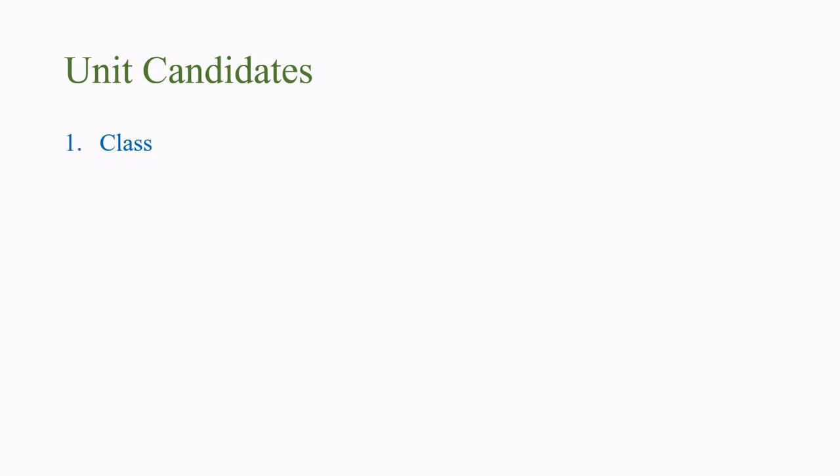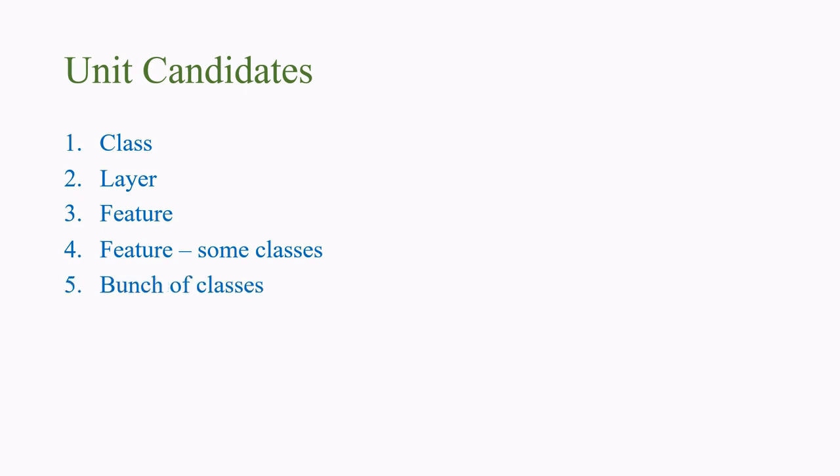It could be a class, it could be a layer, it could be a feature, it could be a feature minus some classes, it could be a bunch of classes. Now we have 5 candidates that could be units. Maybe let's just take a closer look. Class. Many people actually use class as a unit in unit testing, so that's okay. Layer. Generally not a good unit, and I don't think many people are using it, so we really need not worry about that.